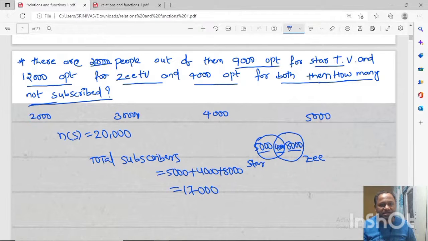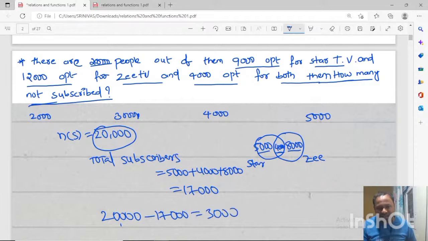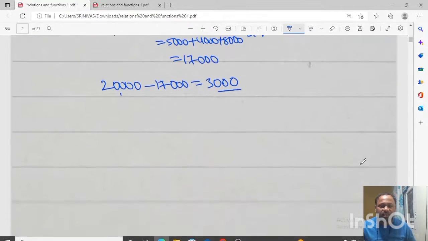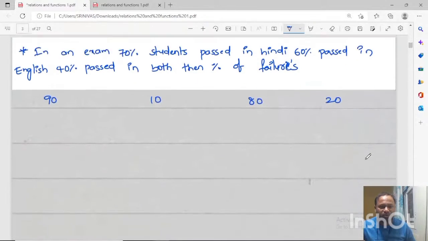Not subscribed means from total members, I will subtract this. What will be? 20,000 minus 17,000. So the answer will be 3,000. These 3,000 people are not subscribers. This will be the answer, 3,000. Okay, 3,000 will be the correct answer. Understood? So I have substituted in Venn diagram. Okay, next I will move on to one more problem.